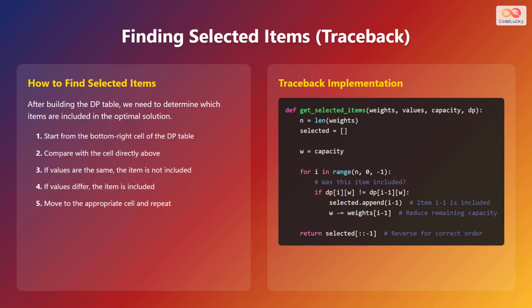Here is an implementation of this traceback approach. We define a function called getSelectedItems that takes weights, values, capacity, and the DP table as input. We initialize an empty list called selected. We start from the bottom right cell of the DP table and iterate from the last item to the first. If the current cell's value is not equal to the cell above it, we add the current item to the selected list and reduce the capacity by the weight of the current item. Finally, we return the selected list in reverse order to get the correct order of items.